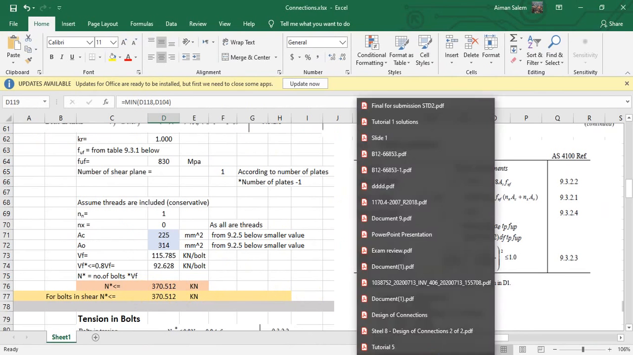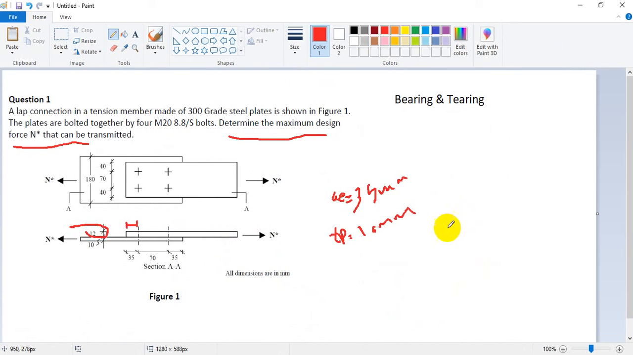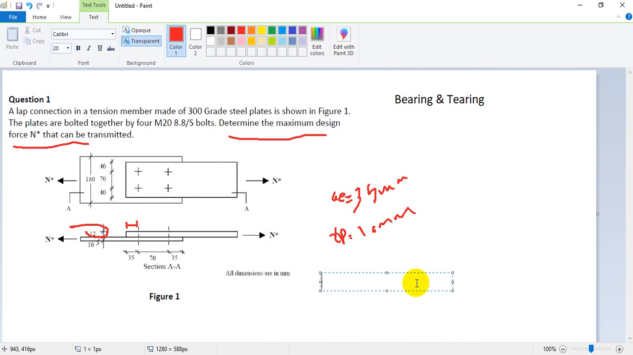So I can now write here that the maximum design force is 370 kN.